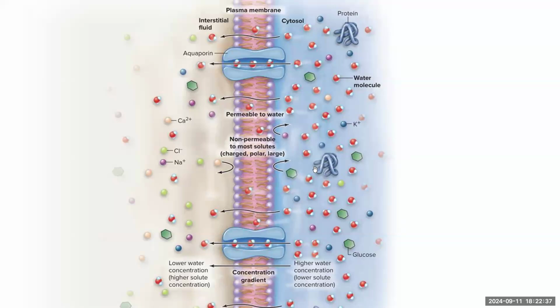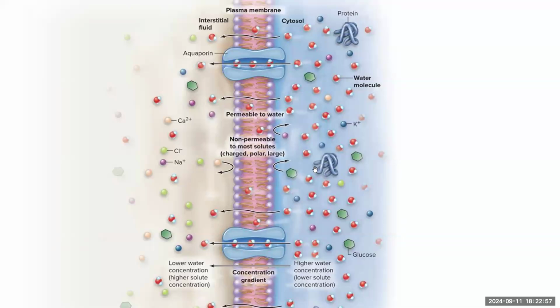So it's leaving the cell. You can look at the arrows. When it's going through the aquaporins, it's leaving the cell, and when it's going through the middle of the phospholipid bilayer, it's leaving the cell. Would we all agree on that? So it's following our rule, going down its concentration gradient.